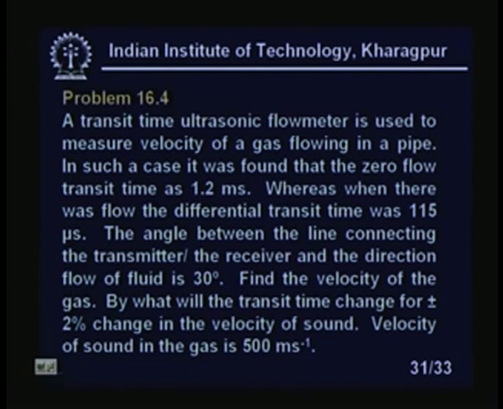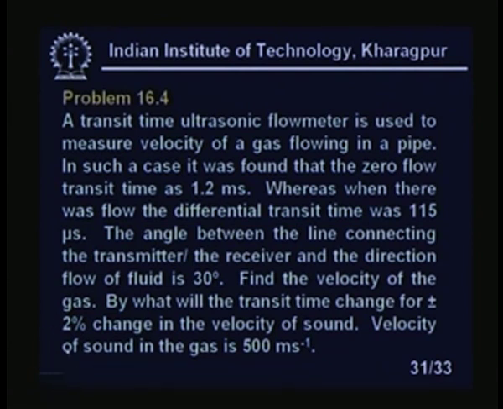The angle between the line connecting the transmitter and the receiver and the direction of flow of the fluid is 30 degree. Find the velocity of the gas, and by what percentage will the transit time change for a plus minus 2% change in the velocity of the sound. Velocity of the sound in the gas is 500 meter per second. So, this is our problem. So, this obviously we are very familiar with.